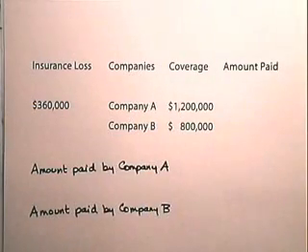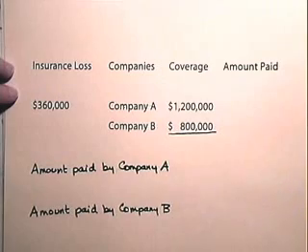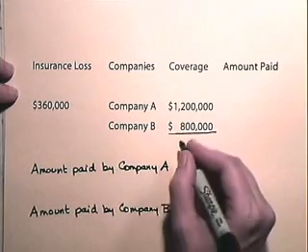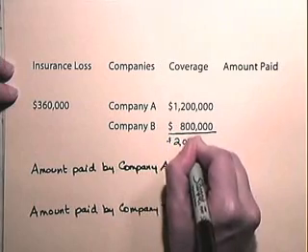Now let's take a look at multiple carrier insurance. There was an insurance loss of $360,000. Two insurance companies covered this loss. With Company A, the coverage amount was $1,200,000, and with Company B, the coverage amount was $800,000. The coinsurance requirement has been met, so we want to find the amount paid by each company in this loss. First, let's find the total face value of the two policies. $1,200,000 plus $800,000 is $2 million.